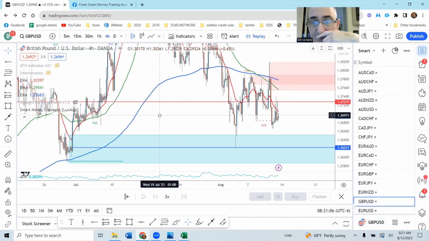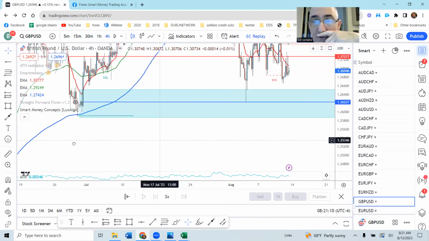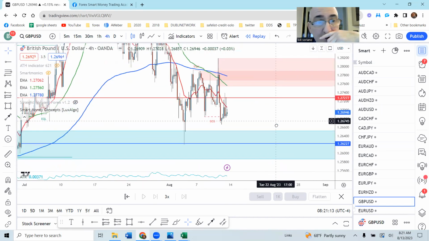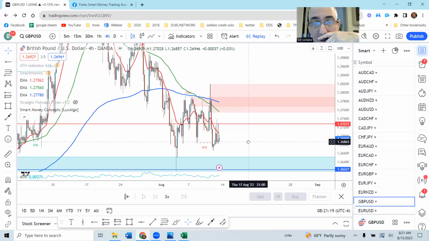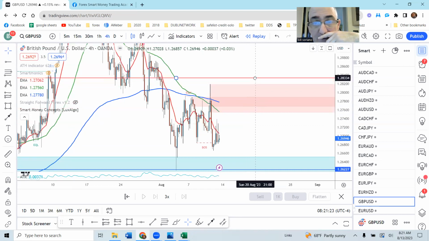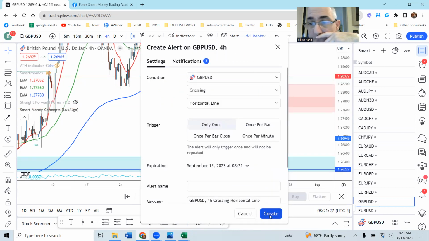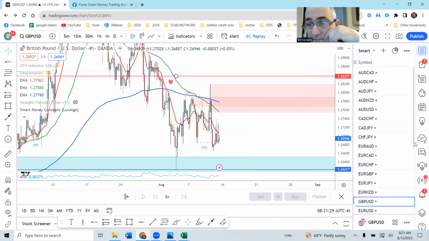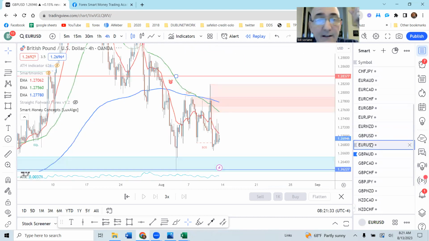I'm just a little bit confused as to what happened here. We would have to go down lower, right? So right here, what we're going to do is set a break of structure alert, looking for price to move higher. So let's just put this alert up here, and we'll come back and check this, like I said, Monday and Tuesday, or if the alert goes off before then.